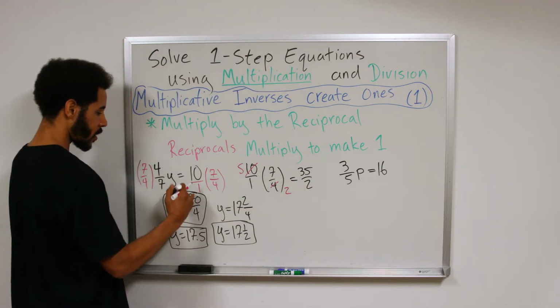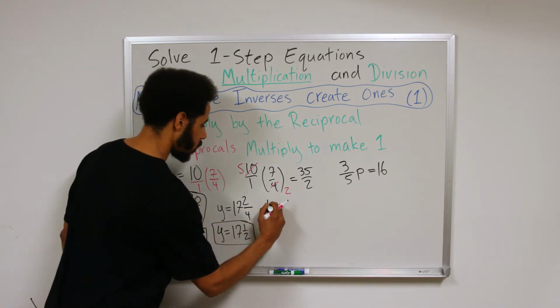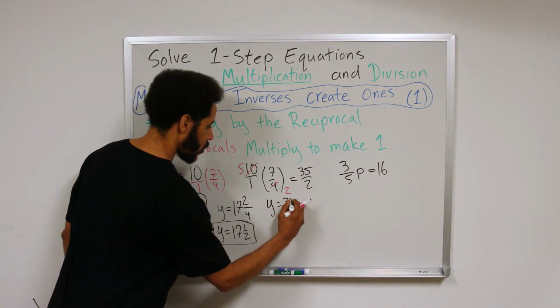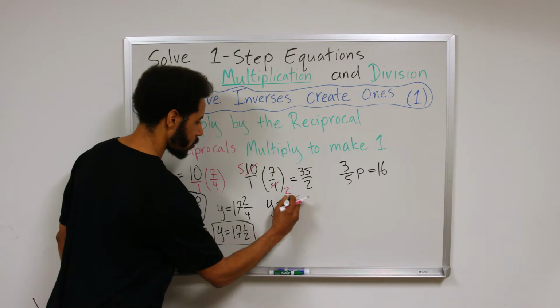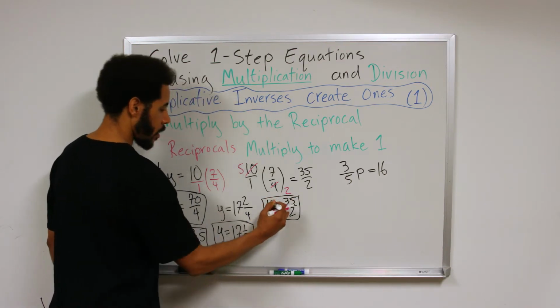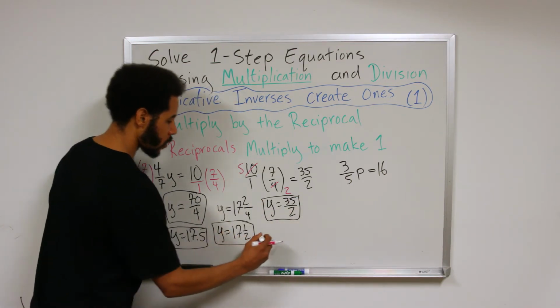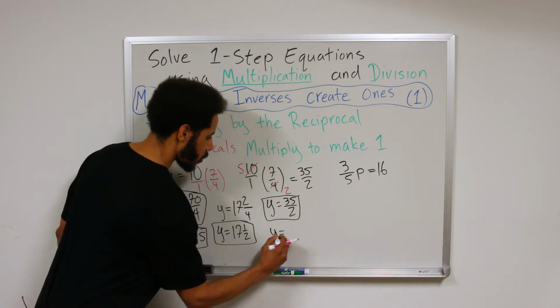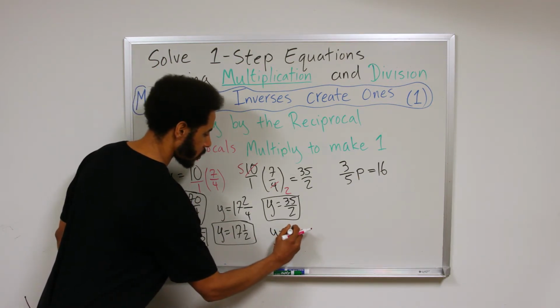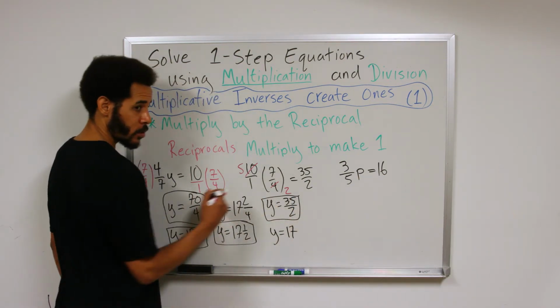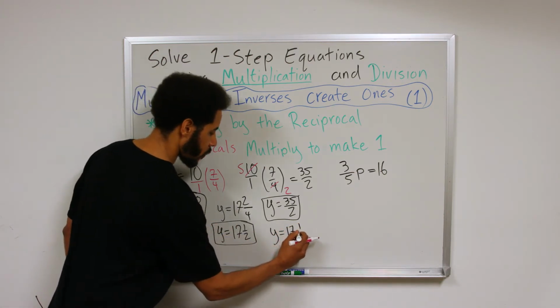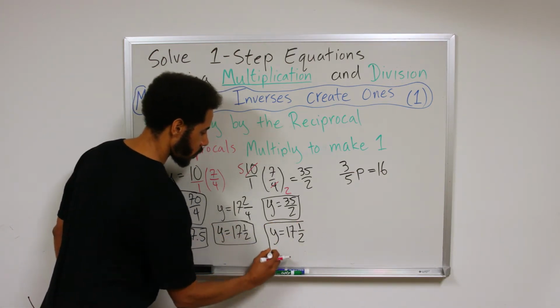The same way we have 70/4, we could have said y equals 35/2. How many times does 2 go into 35? Well, 2 goes into 35 17 times. 17 times 2 is 34. We have 1/2 left over.